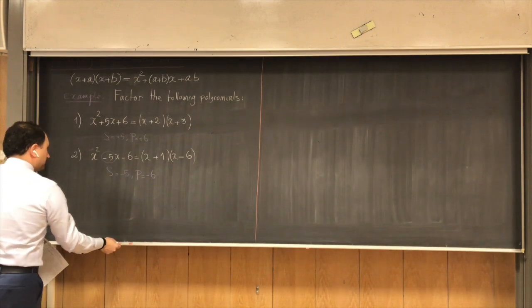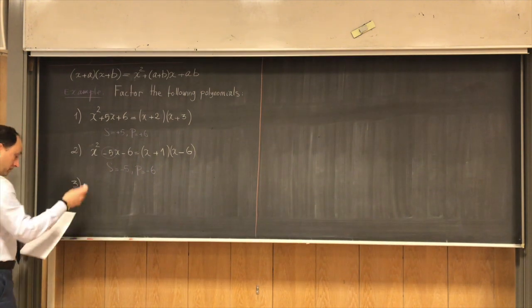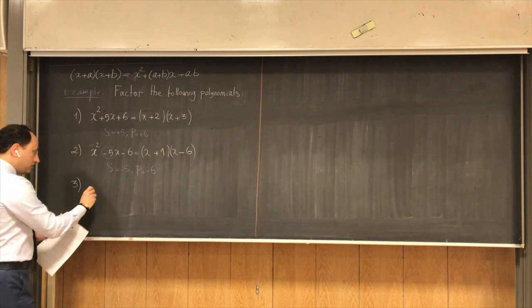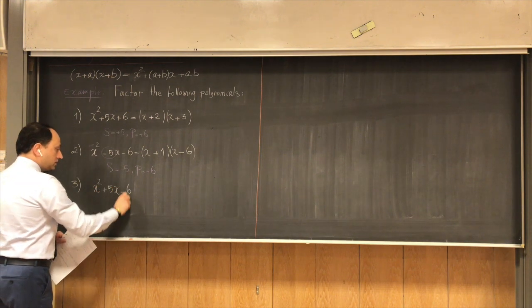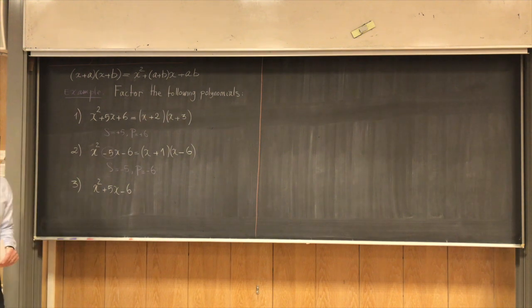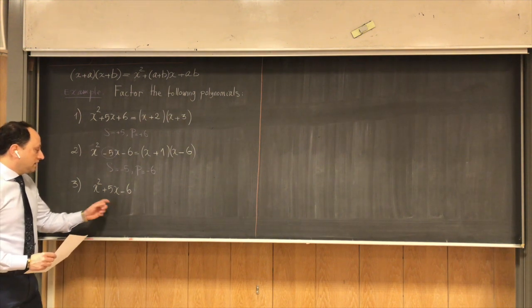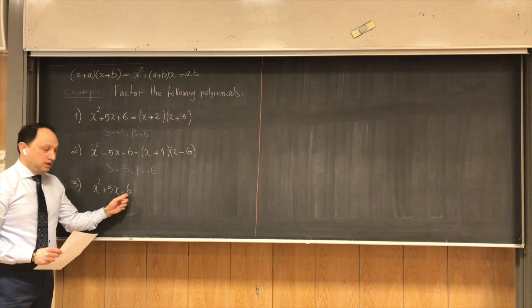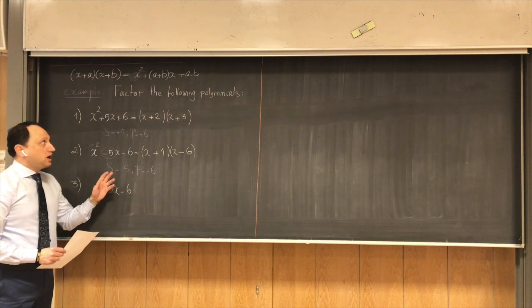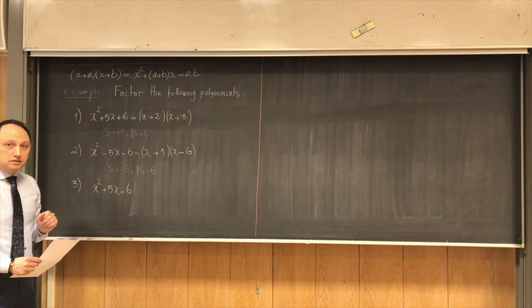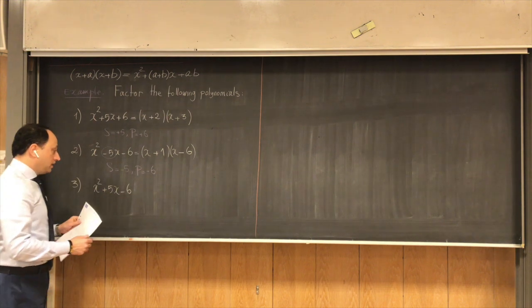So number 3. I have x squared plus 5x minus 6 this time. Of course, you immediately see that I have a trinomial. One of them is a complete square. So it means that maybe I will be able to use that identity to solve the problem. So what can I do then?